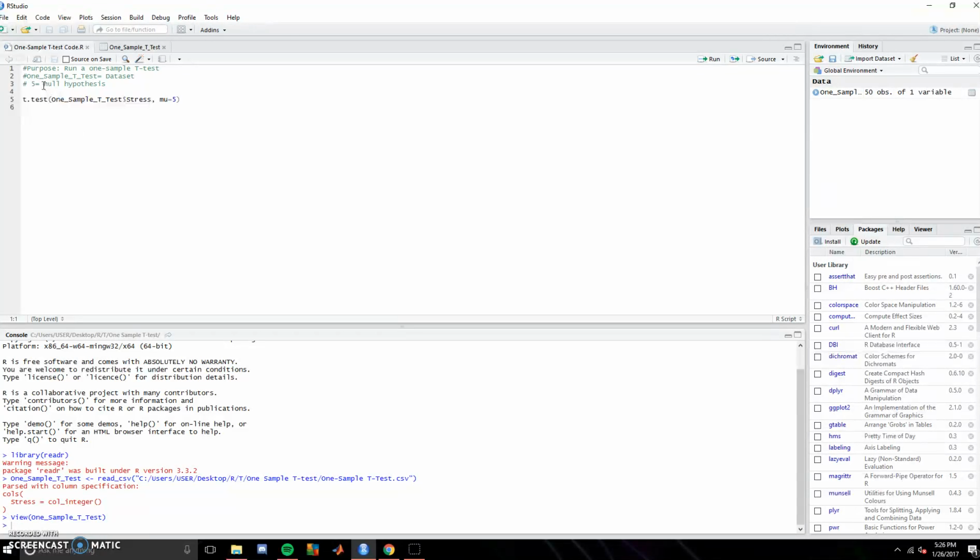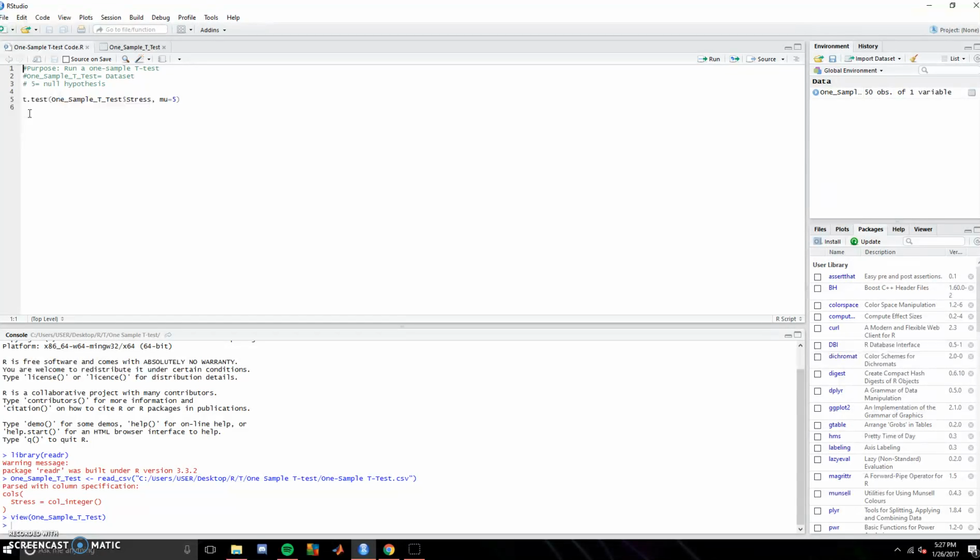Note that everything that is green after the pound sign are just comments that are just used to help. So I send out all of my text and all of my code to everyone that wants it. So essentially, the first thing, there's a pound sign, and the purpose is to run a one sample t-test.